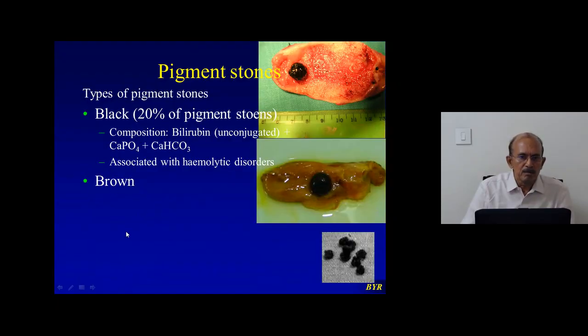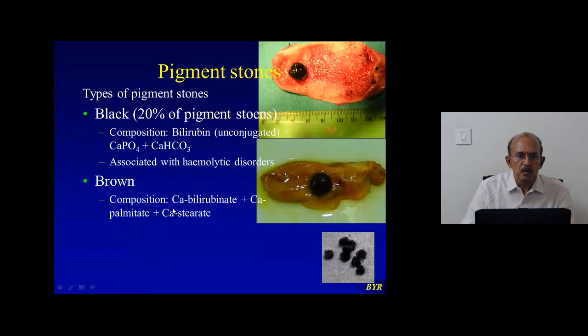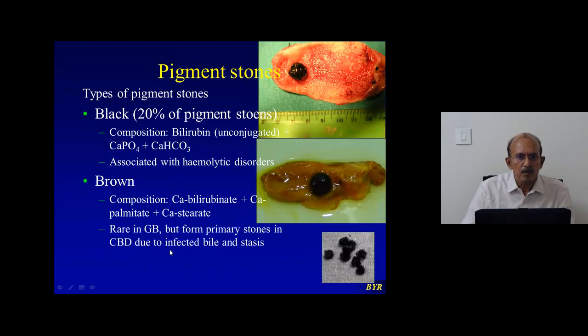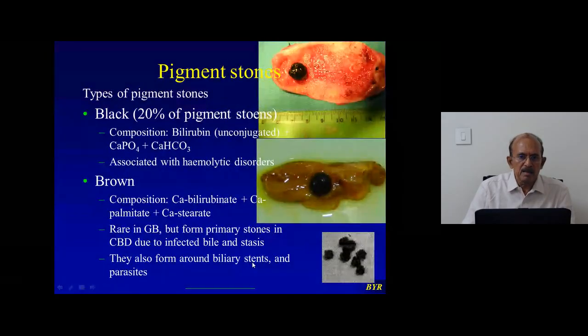They may be brown. Their composition is calcium bilirubinate, calcium palmitate, calcium stearate. They are rare in the gallbladder but form as primary stones in the common bile duct due to infected bile and stasis. They also form around biliary stents and parasites that are there in the bile ducts.